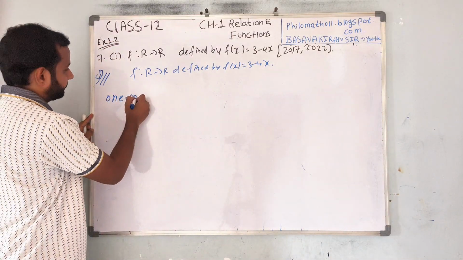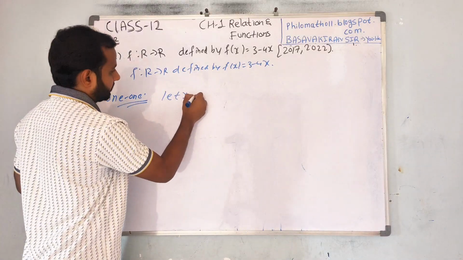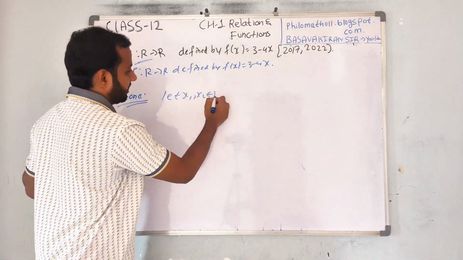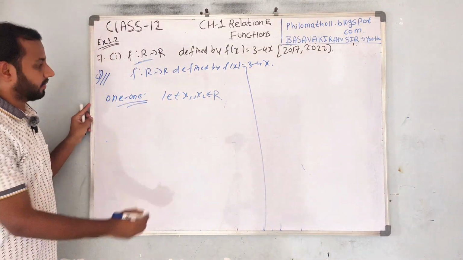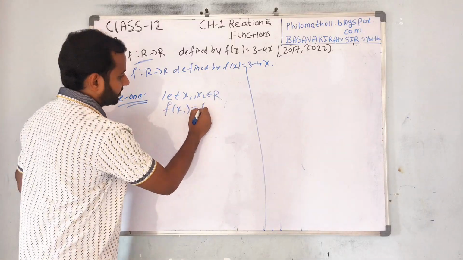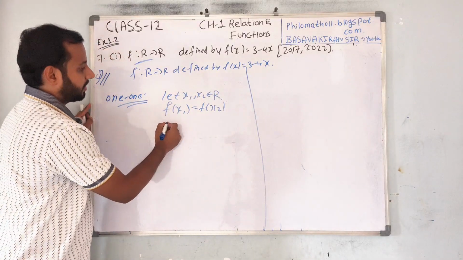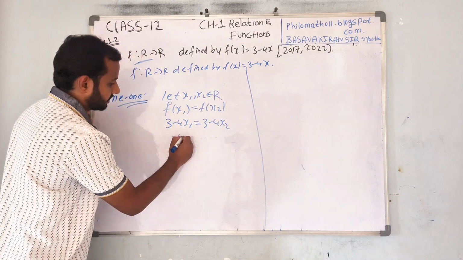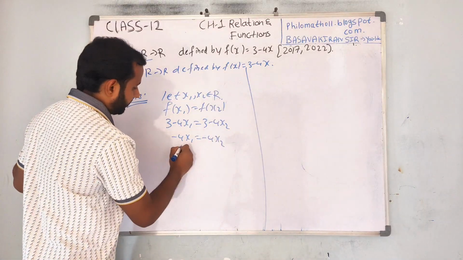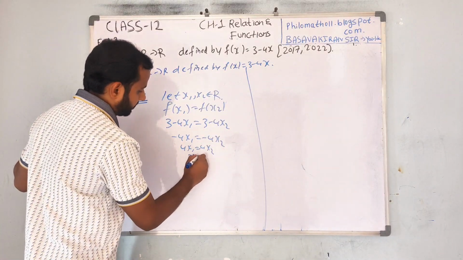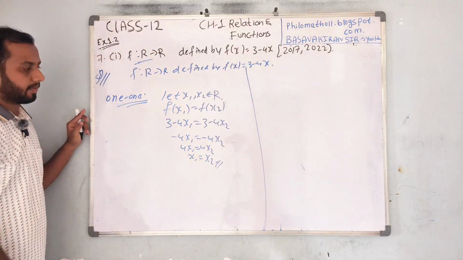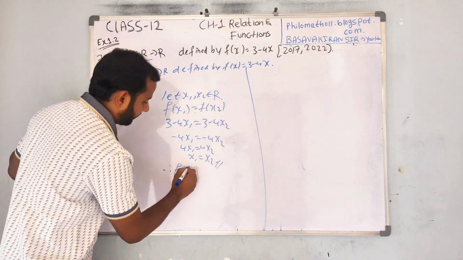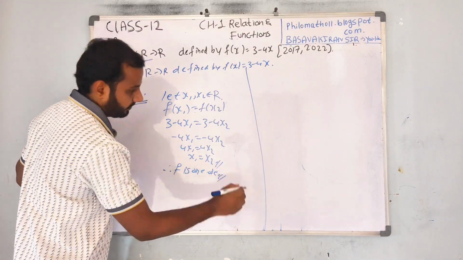One-one ಏನು ಮಾಡ್ತೀರಾ ಈಗ? Let x1, x2 belong to R, because its range is R, right? Now next step, f of x1 equals f of x2. What is your f of x? 3 minus 4x1 equals 3 minus 4x2, then minus 4x1 equals minus 4x2, 4x1 equals 4x2, x1 equals x2. Same answer ಬಂತ. f of x1 equals f of x2 ತಗೊಂಡಿನಿ, answer I got x1 equals x2. Then I can say f is 1-1. Right, f is 1-1.